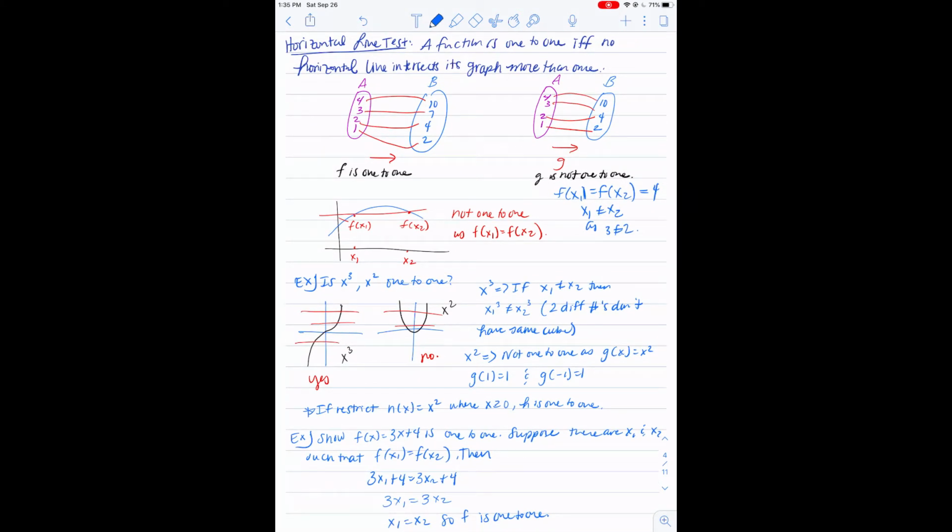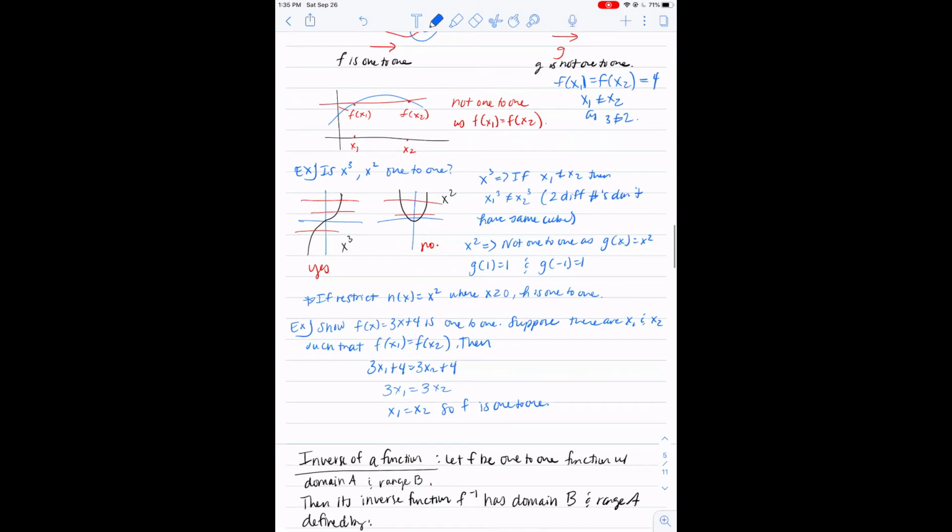Doing this graphically, we can use our horizontal line test. We draw the horizontal line and it intersects the graph twice. So it's not one-to-one, because here we have two different x1, x2 values giving us the same y value, which is not one-to-one.